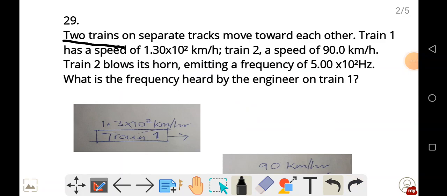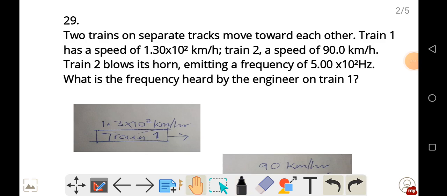Two trains on separate tracks move towards each other. Train 1 has a speed of 1.3 times 10 to the power 2 kilometers per hour. Train 2 has a speed of 90.0 kilometers per hour. Train 2 blows its horn, emitting a frequency of 5.00 times 10 to the power 2 Hz. So this is the frequency that has been emitted by train 2. What is the frequency heard by the engineer on train 1?